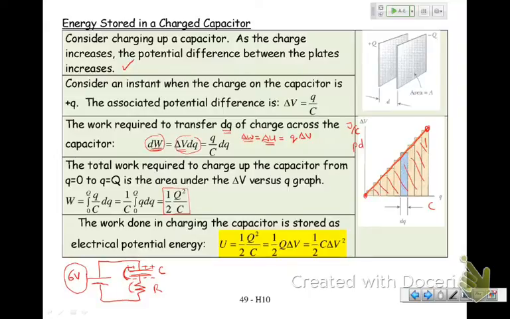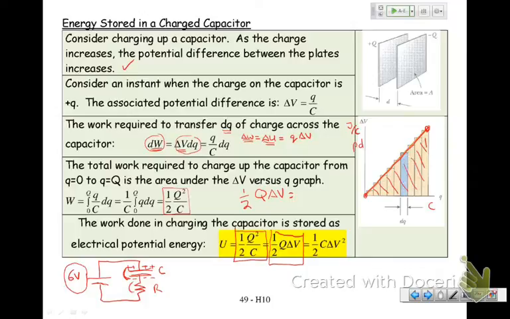I could have just got it from the graph. It's a triangle, so it's half the base. The base is Q times the height, which is delta V. So now I've got two slightly different forms to it, but we can figure it out. I just did that one from the graph. I did that one from calculus, and they're the same thing.